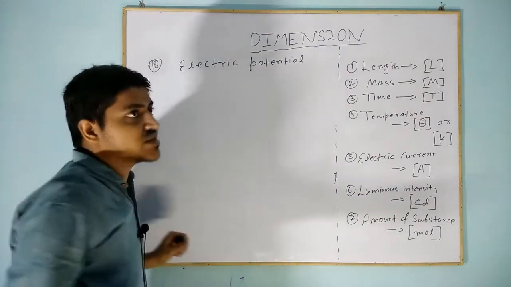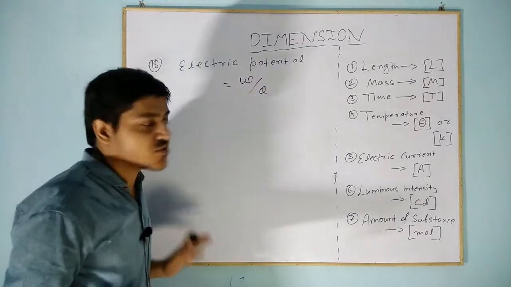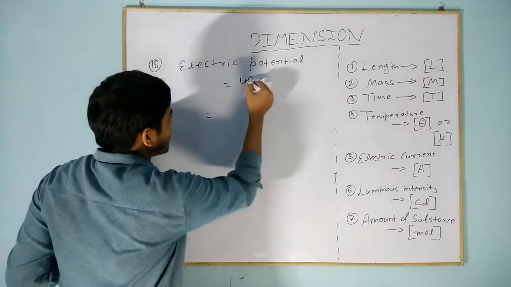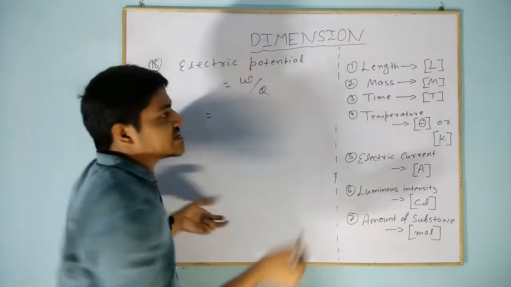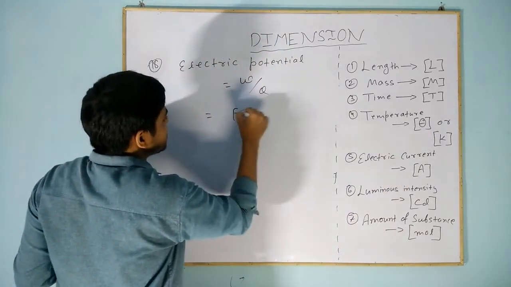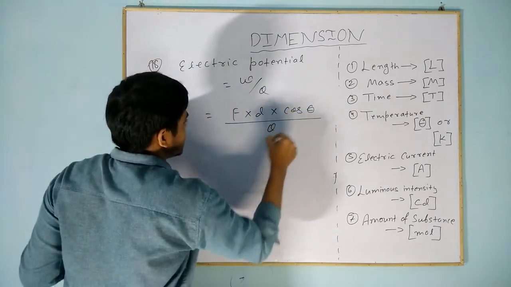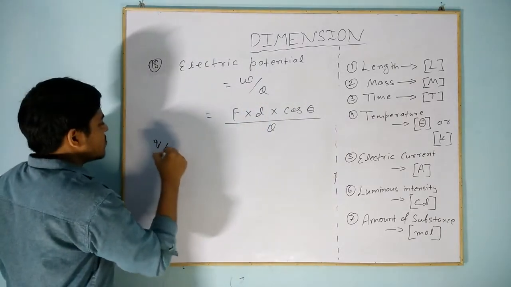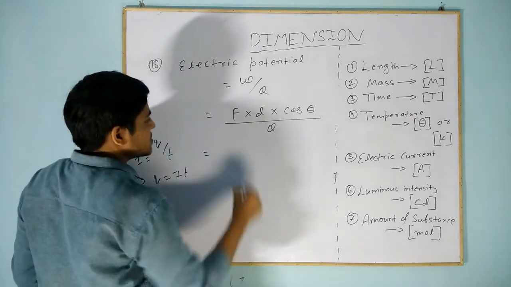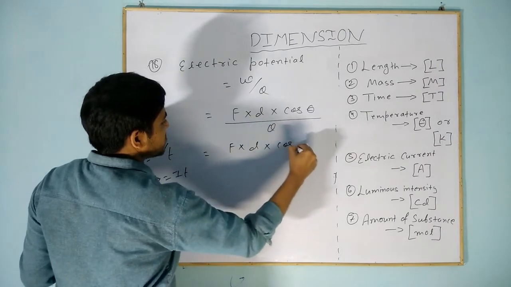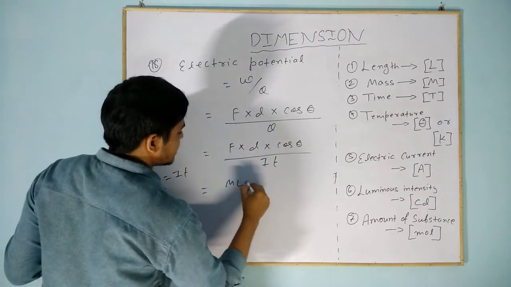The formula for electric potential is work done upon charge. And we know the dimension of work done, but let me derive again, because the entire thing is new for you. Work done is force into displacement into cos of the angle between force and displacement, upon charge. Charge is what? We have Q upon T, rate of flow of charge is current. So from here we can write Q is equal to I into T. So it would be force into displacement into cosine of the angle between force and displacement, upon IT.